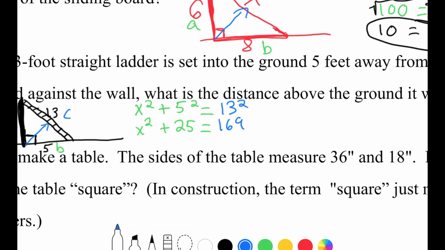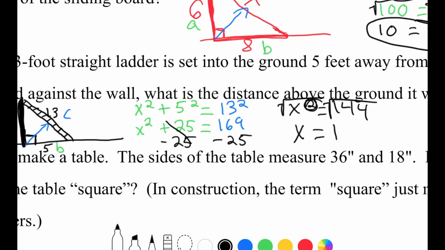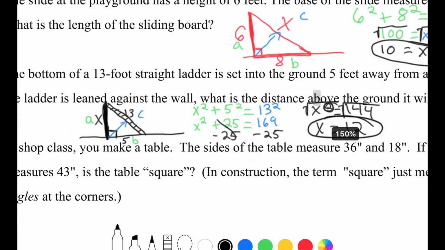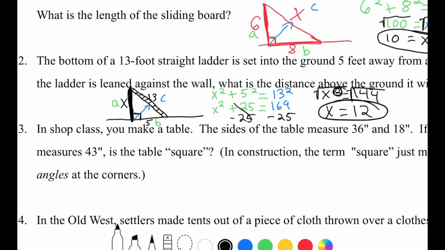Then we're going to get x squared by itself, so we can deal with that squared. We're going to subtract 25 from both sides. Subtract 25, subtract 25. We get x squared equals 144. We're going to square root both sides to get x by itself. To get rid of that square, we get x equals 12. And that is our answer for the height where the ladder is going to hit the wall.